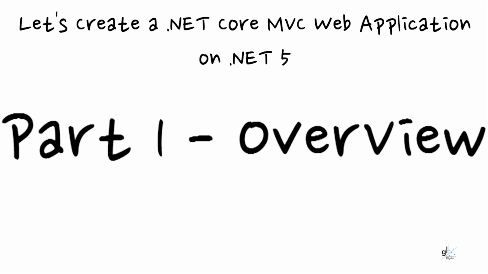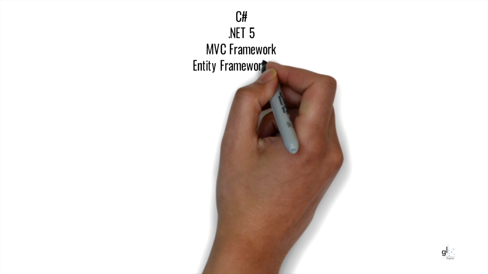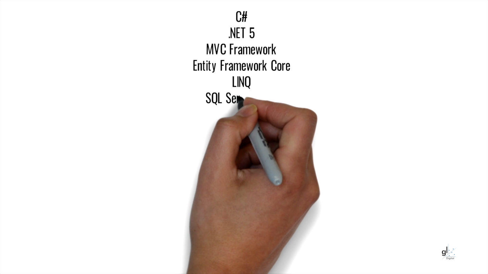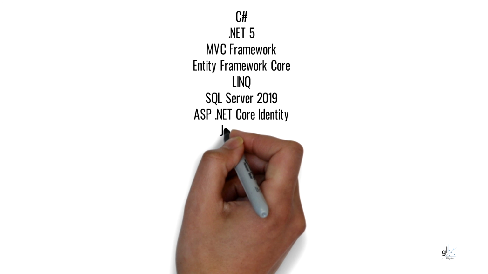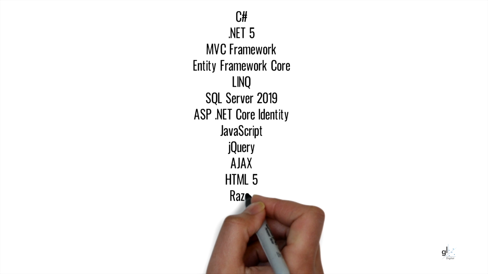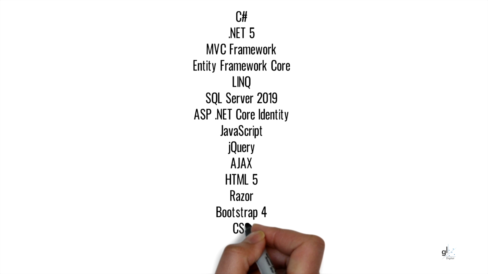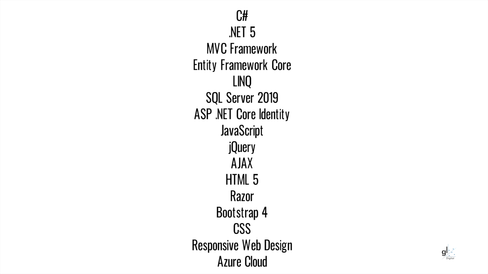The following technologies will be discussed and demonstrated in the context of a real-world ASP.NET Core MVC web application. C#, .NET 5, the MVC, Model View Controller Framework, Entity Framework Core, LINQ, SQL Server 2019, ASP.NET Core Identity, JavaScript, jQuery, Ajax, HTML5, Razor, Bootstrap version 4, CSS, Responsive Web Design, and Azure Cloud. We'll also look at UX, user experience, related topics, which includes responsive web design.